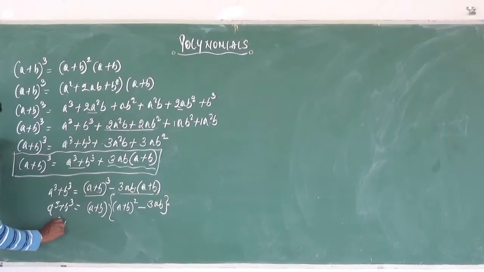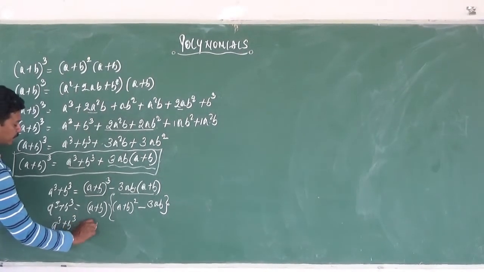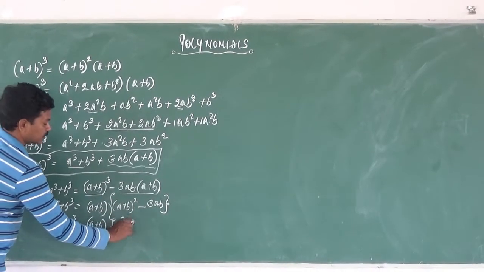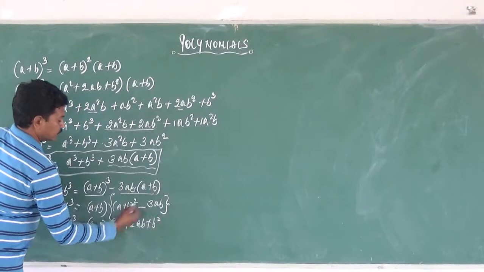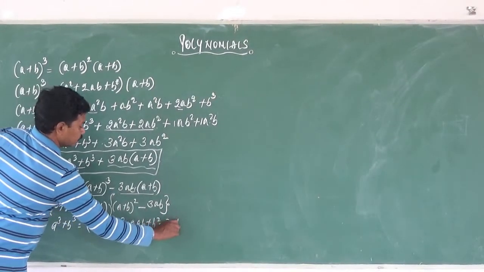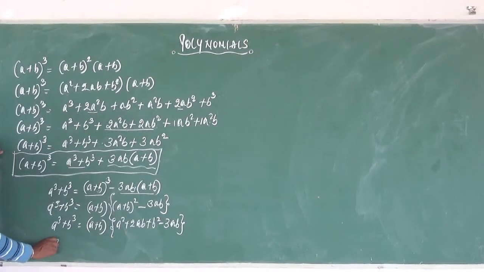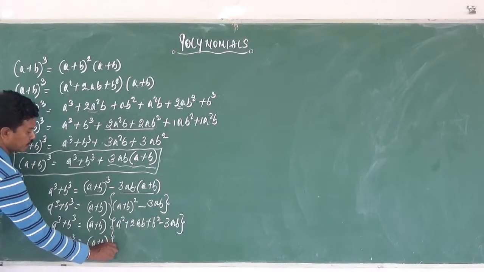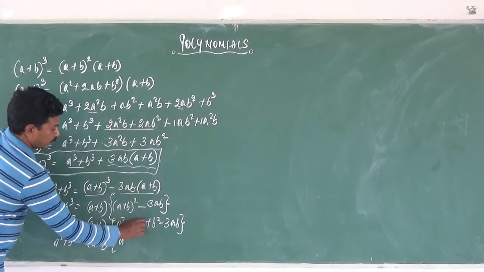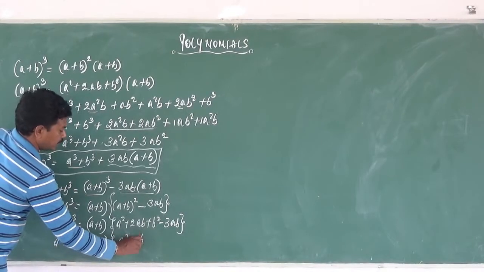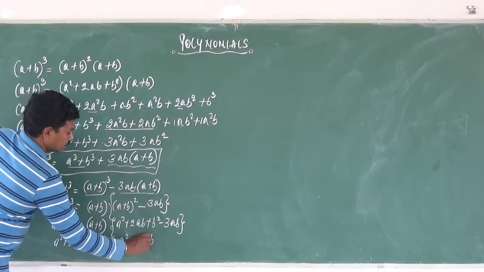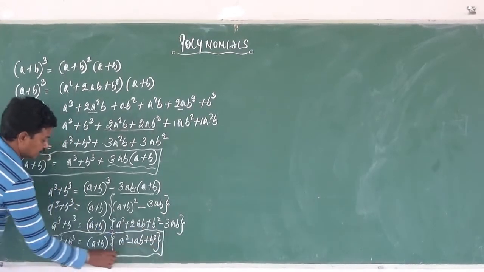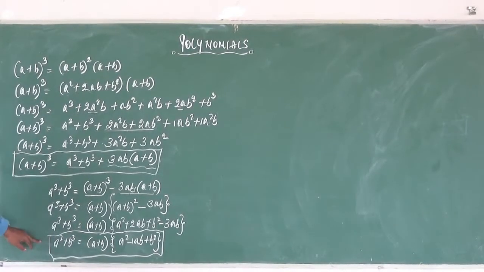So a cube plus b cube is equal to a plus b into, we will expand this a plus b whole square, which is a square plus 2ab plus b square, which is our previous formula, minus 3ab. Right, so this comes to a cube plus b cube is equal to a plus b into a square plus 2ab minus 3ab is minus ab, that is minus 1ab plus b square. So this is the formula for a cube plus b cube. So these are the two formulas here.